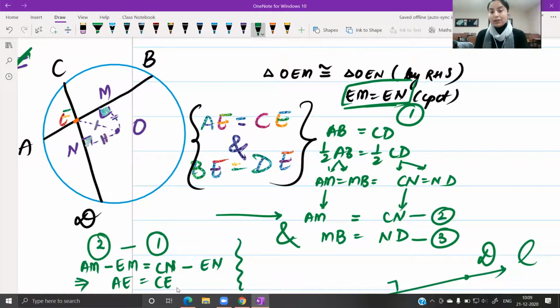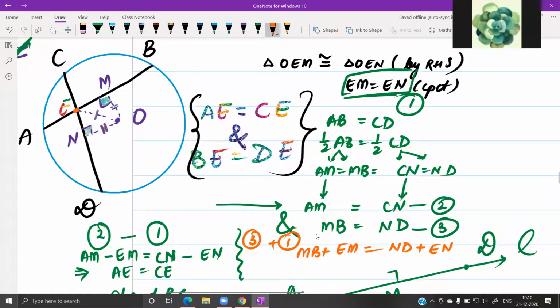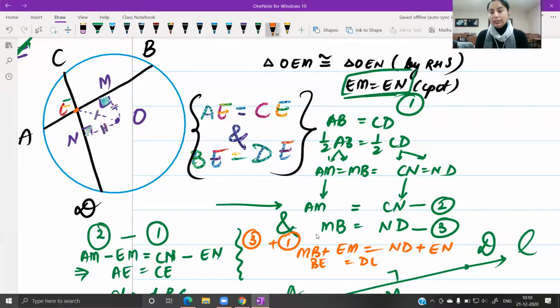And using the third one, I will be adding it with 1. So 3 and 1 are to be added. So MB plus EM equals to ND plus EN. Observe and tell me what you get. BE equals to DE. So this will give you BE equals to DE. And that will prove the result that you want to prove.